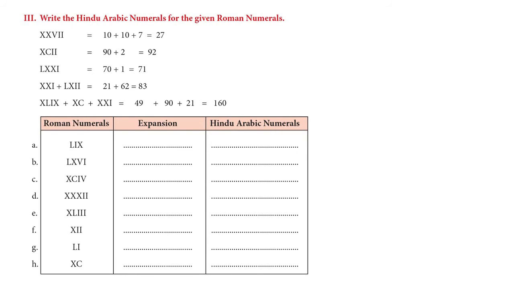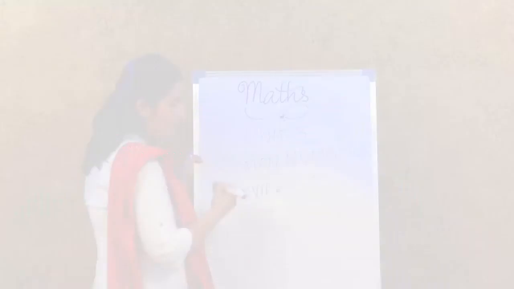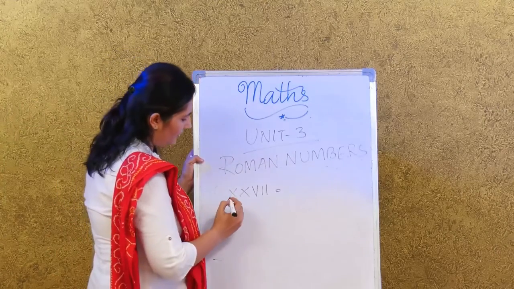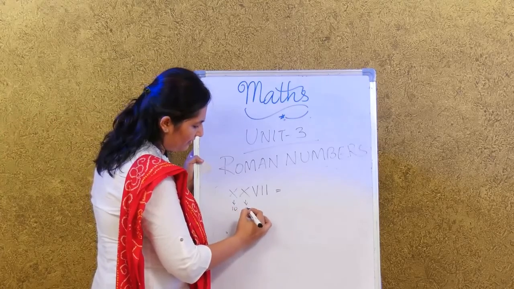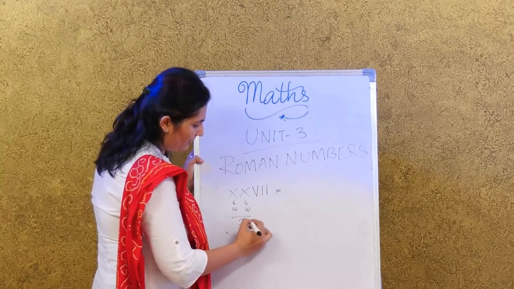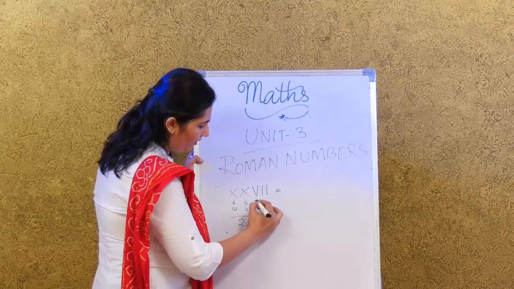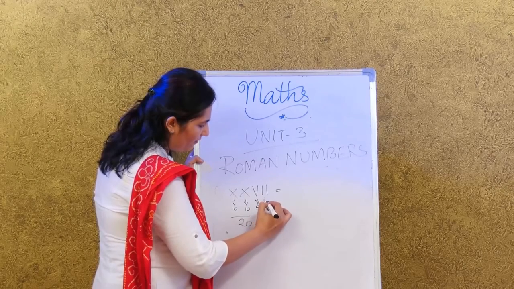In page number 72, as you can see, let's see if we can do this. So, this has the value of 10, x has the value of another 10, that should be 20, and then this has the value of 5, this has the value of 1, this has the value of 1.